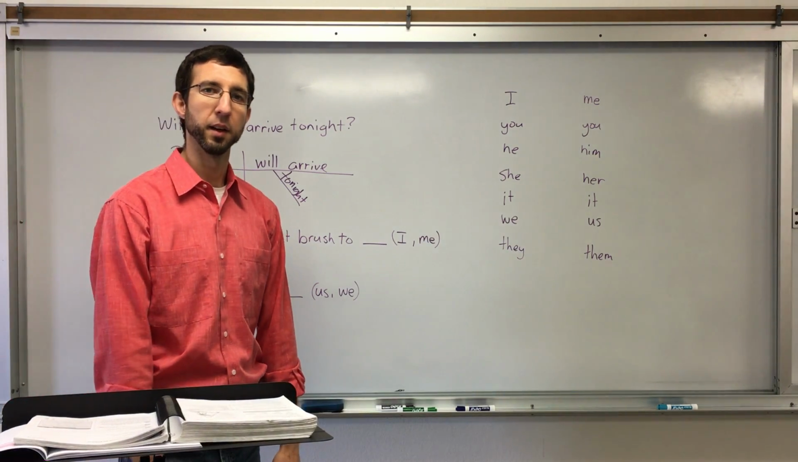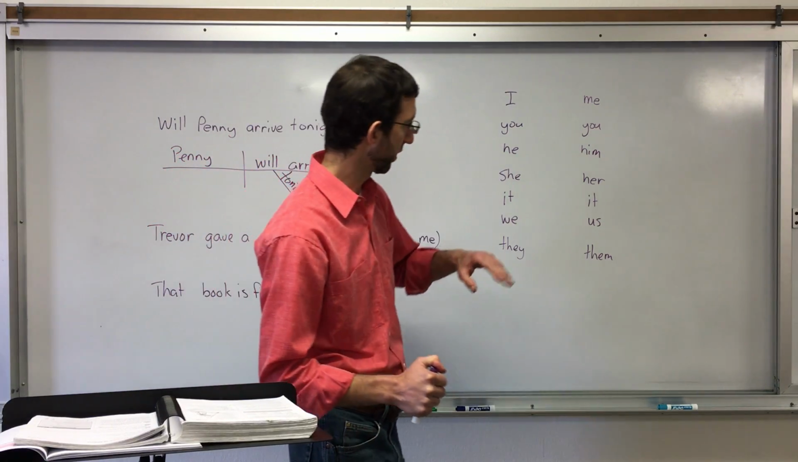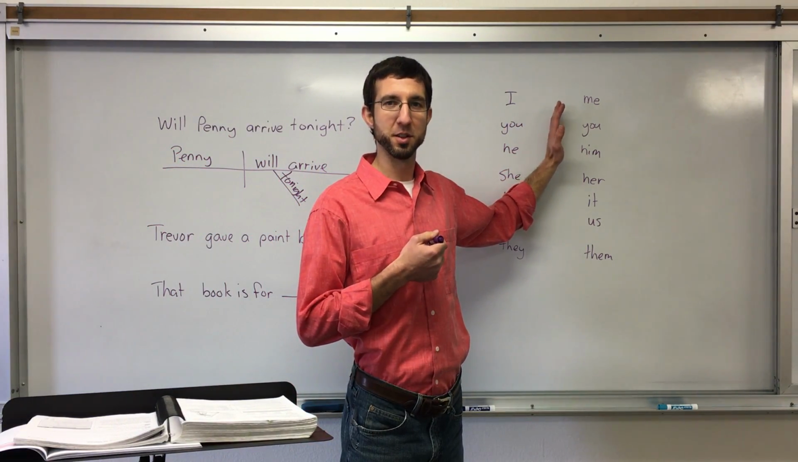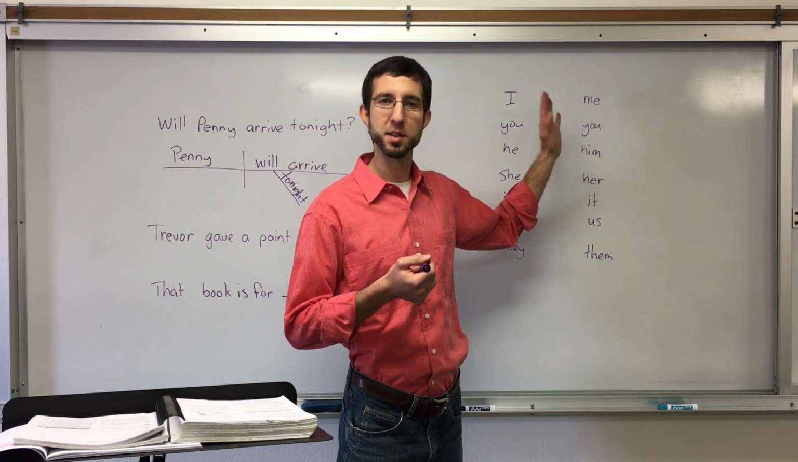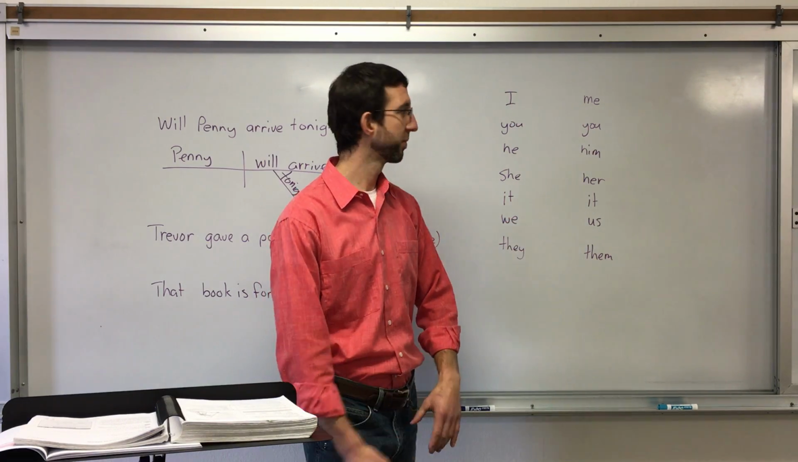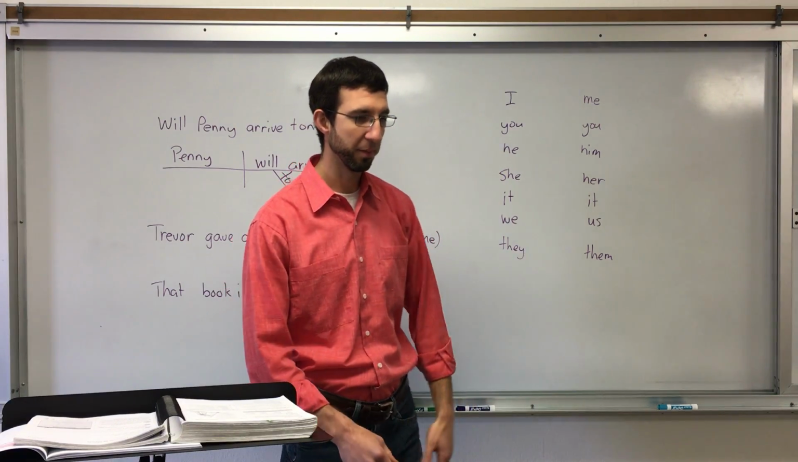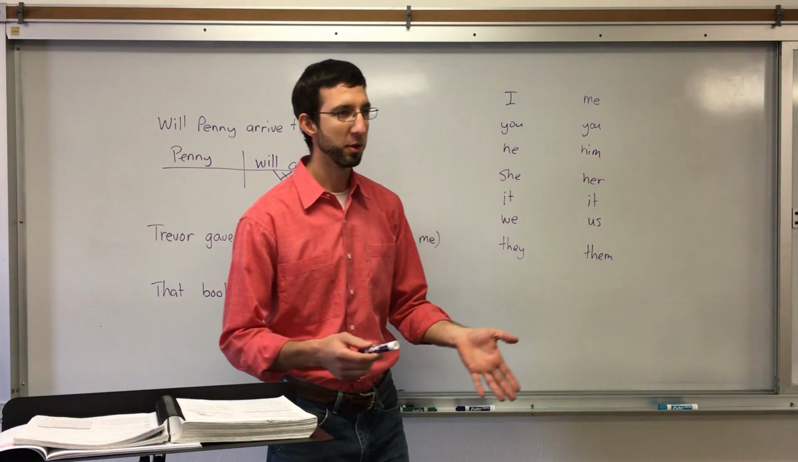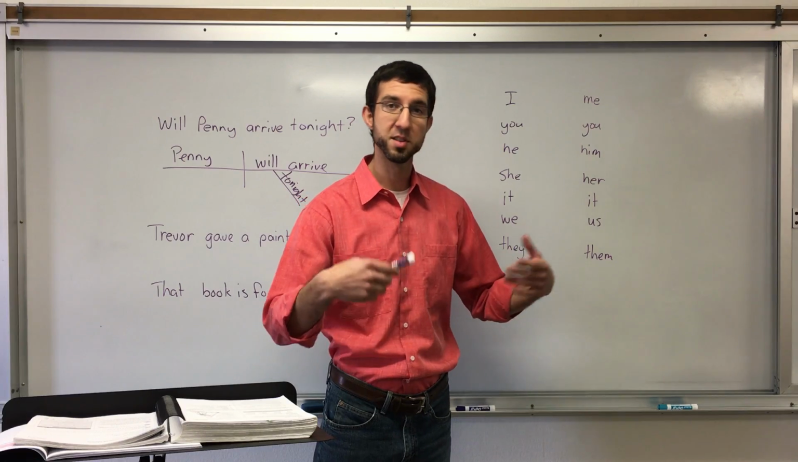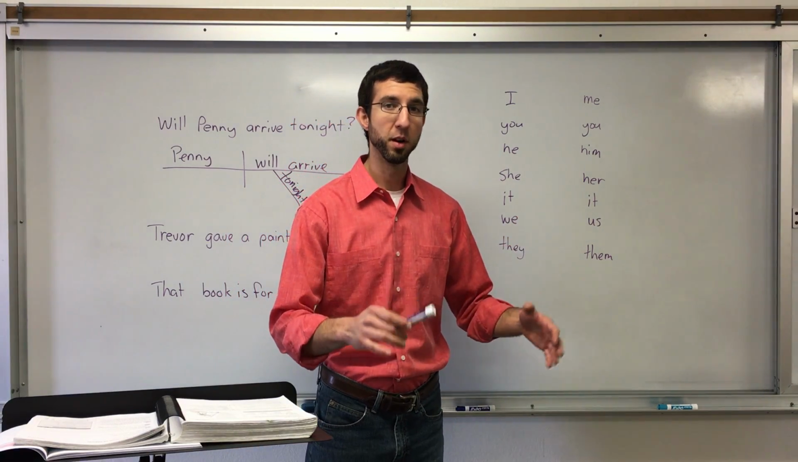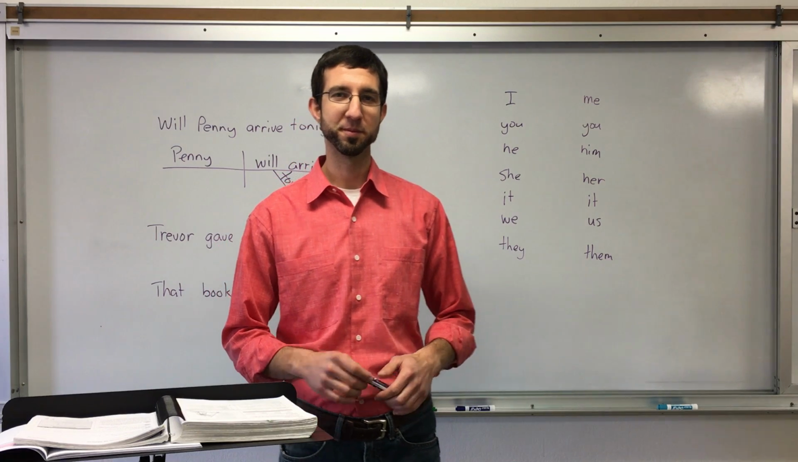Okay, so let's work at memorizing this list. You work at memorizing it, and I'll help you here today. Let's say it together a couple times. Me, you, him, her, it, us, them. Again. Me, you, him, her, it, us, them. And one more time. Me, you, him, her, it, us, them.